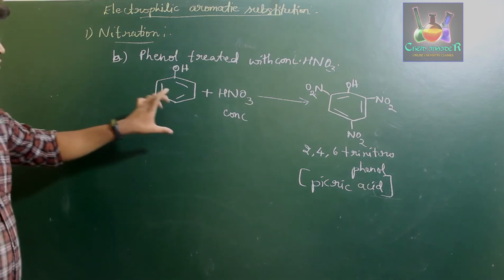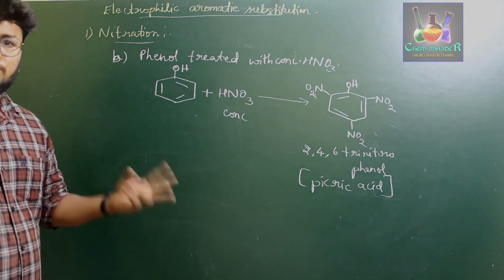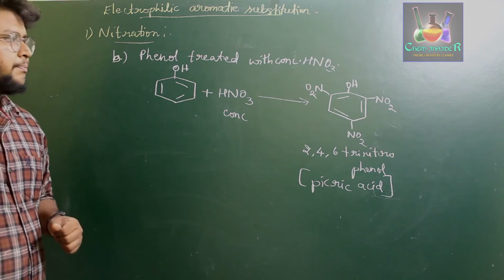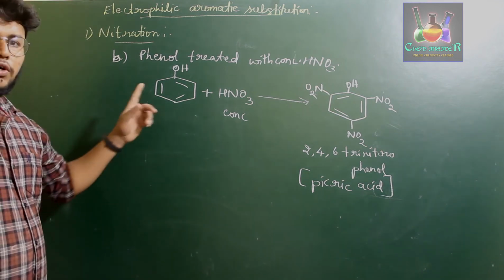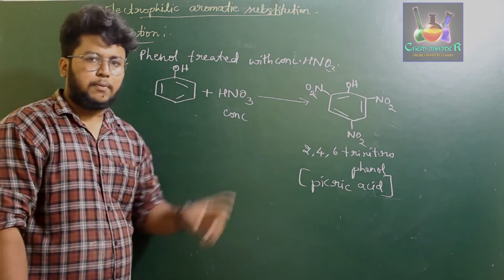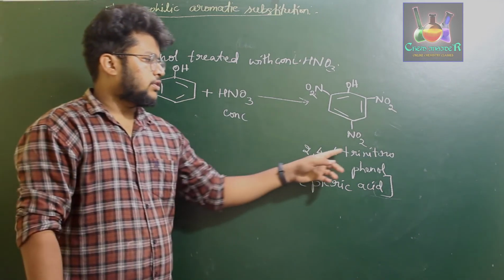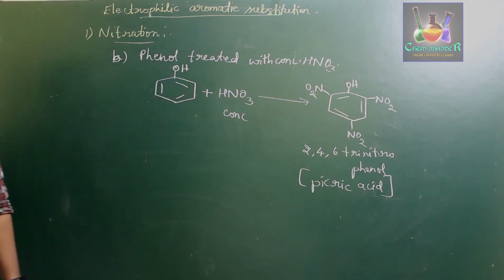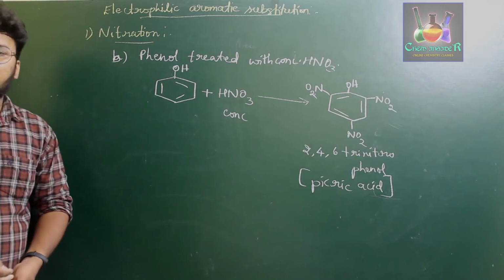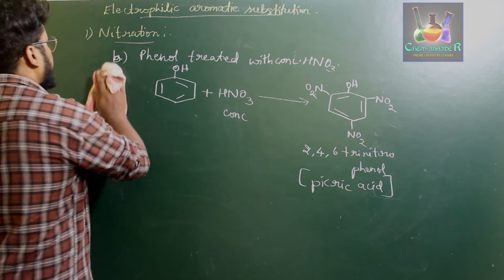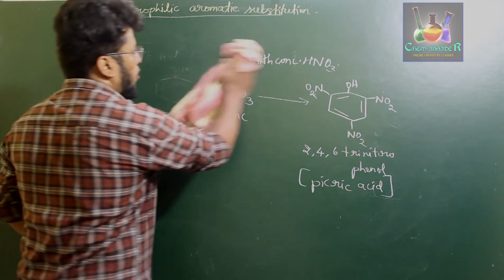When phenol is treated with dilute nitric acid, it forms two products: one is an ortho-nitro product and the other is a para-nitro product. When you treat phenol with concentrated nitric acid, it undergoes direct nitration at the ortho and para positions to form 2,4,6-trinitrophenol. Okay, so this is about the nitration of phenol. Next is halogenation. Especially, we are going to discuss the bromination of phenol.